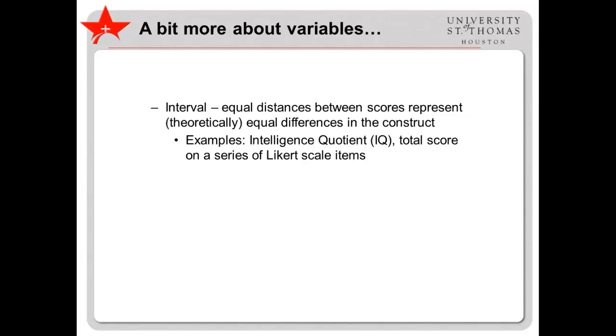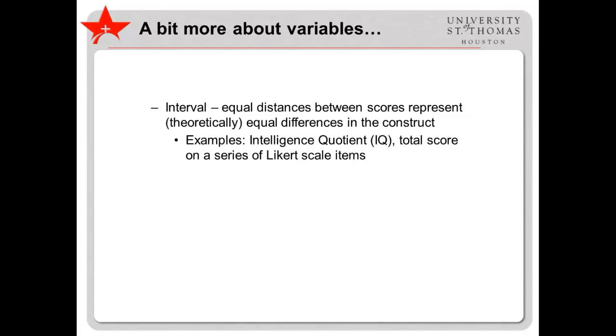Interval variables yield numbers that are meaningful in the sense that equal distances between the numbers or scores represent at least theoretically equal differences in the construct that is being measured. For example, on an IQ scale, the difference between an IQ of 100 and an IQ of 110 is theoretically the same as the difference between an IQ of 60 and an IQ of 70.